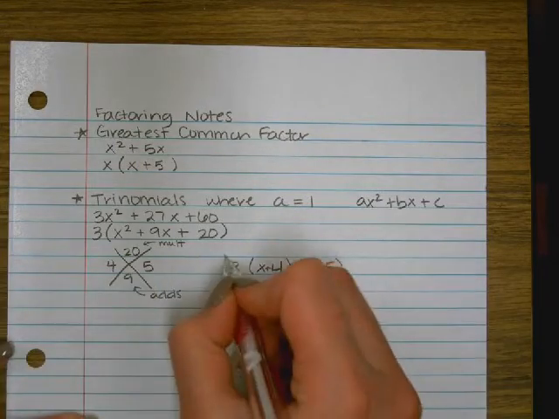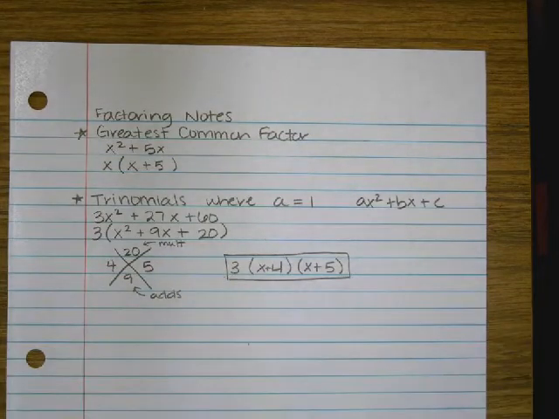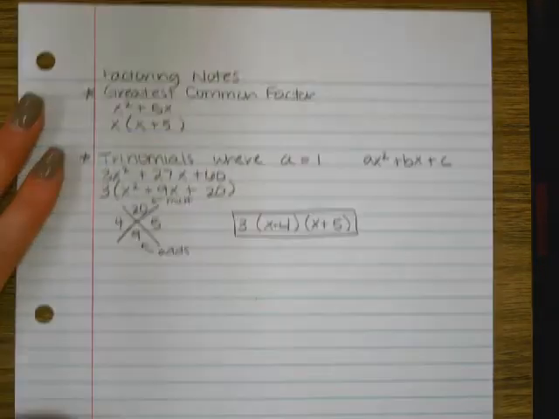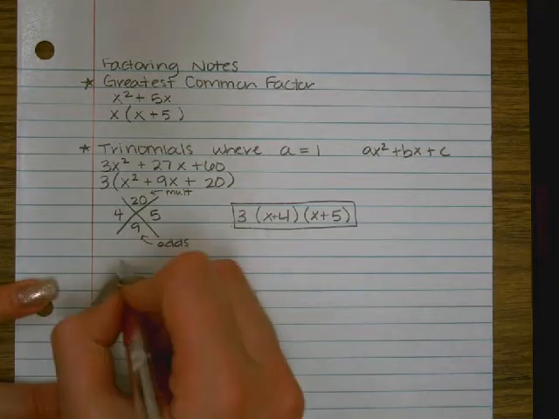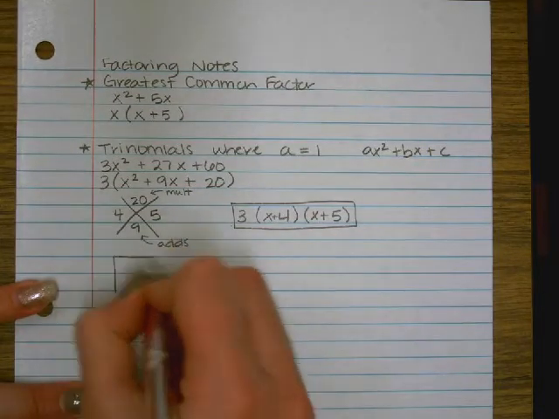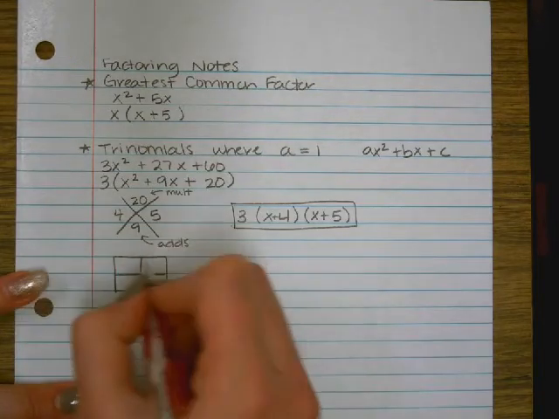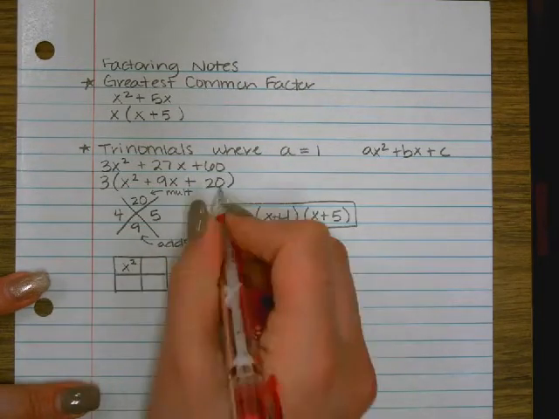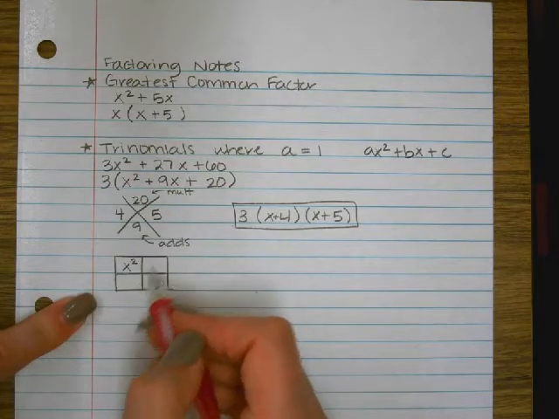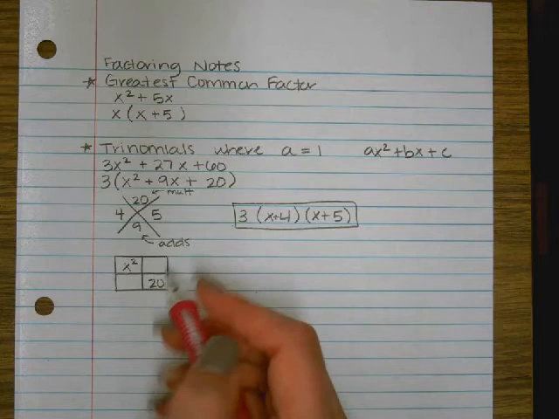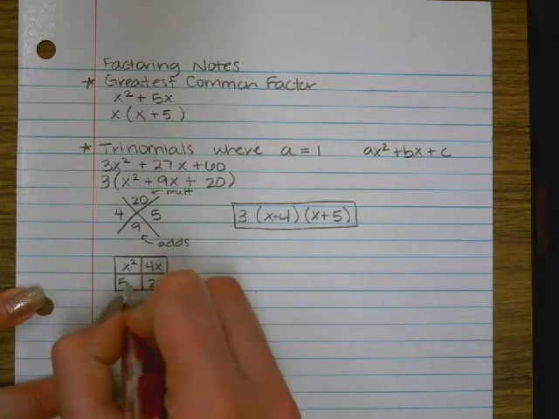It's a really common way of doing that problem. You might also see teachers that do what they call the box method. So once you know the numbers that do this, you might say, all right, I put the x squared here and I put the 20 down here, and then the two numbers that multiply to be 20 but add to be 9 would go in these two boxes. So we'd have 4x and 5x.